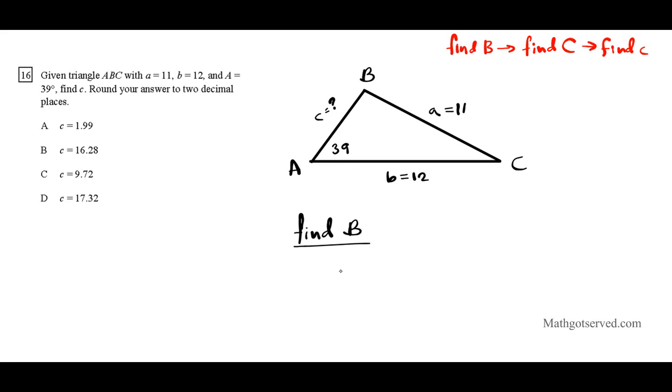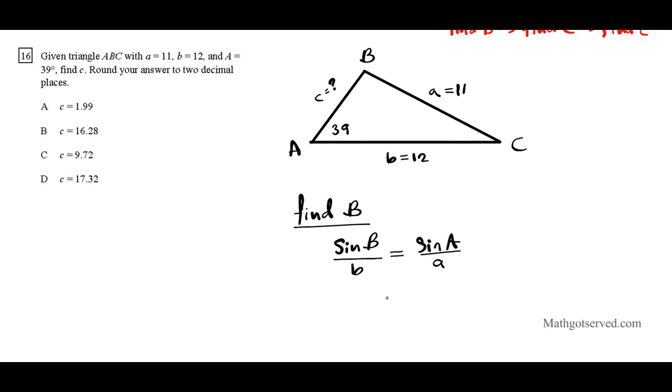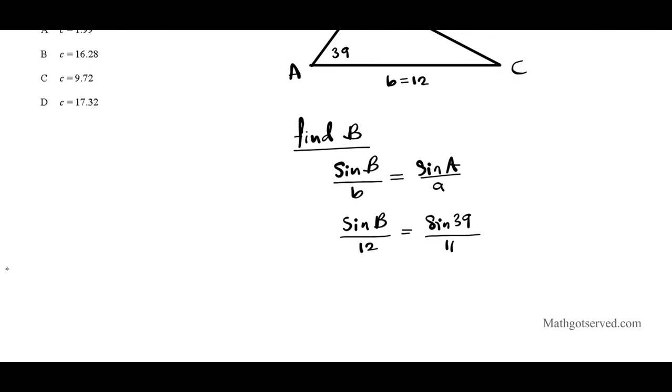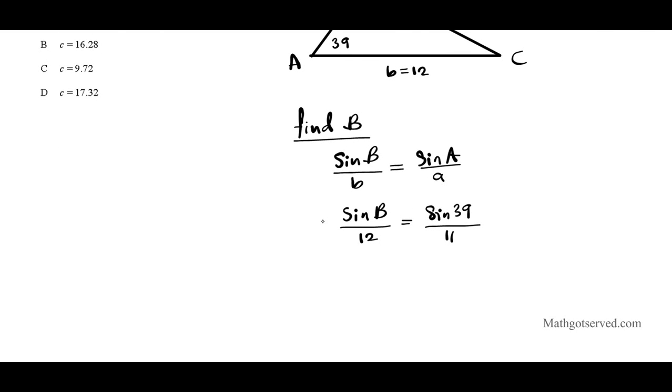All right, so to do that, we're going to go sine big B over little b equals the next pair. We need to have both pairs accounted for, a complete pair, and A satisfies that. So we have sine big A over little a. All right, let's substitute and solve for big B. So we have sine big B over little b, which is 12, equals sine 39 over little a, which is 11. All right, now we'll multiply both sides by 12 to isolate sine B. So this divides out.